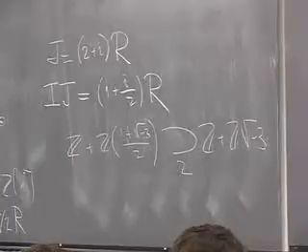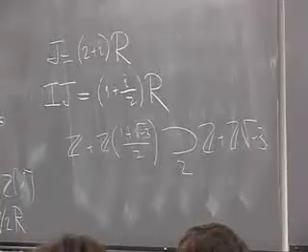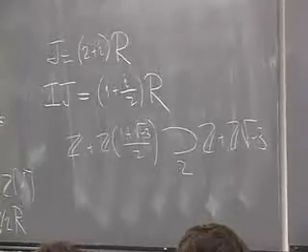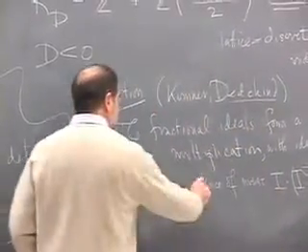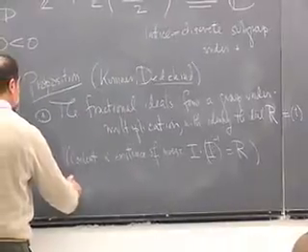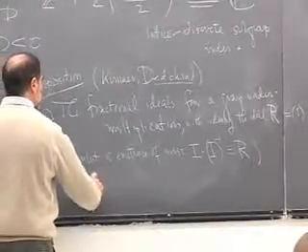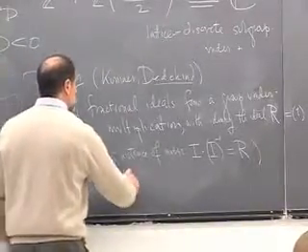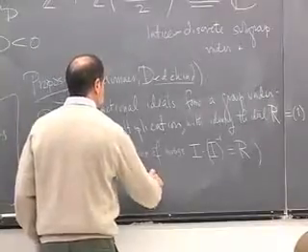Okay? So, all right, the key thing is the existence of the inverse, which I'm not going to do. The second proposition is that the principal ideals form a subgroup.